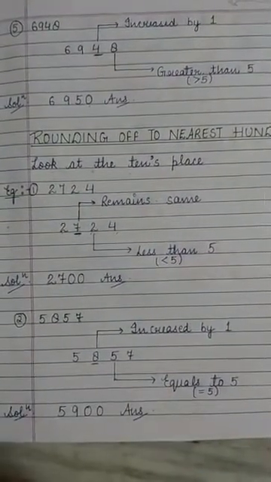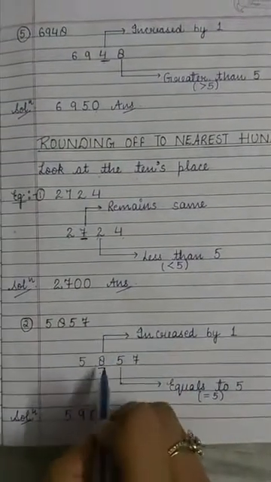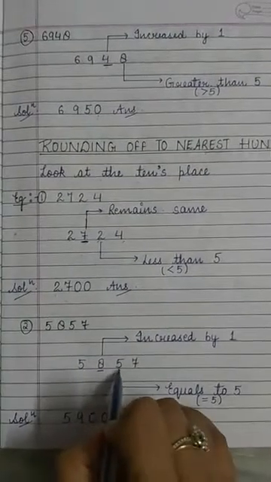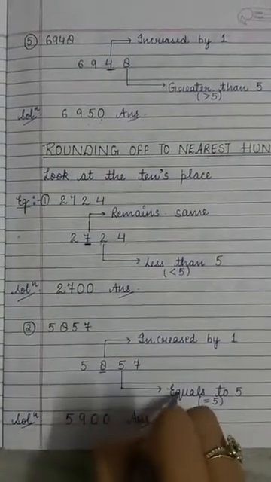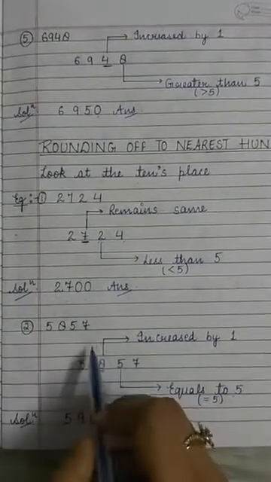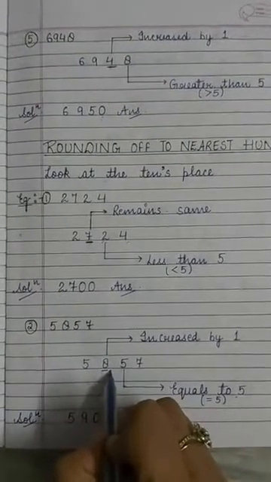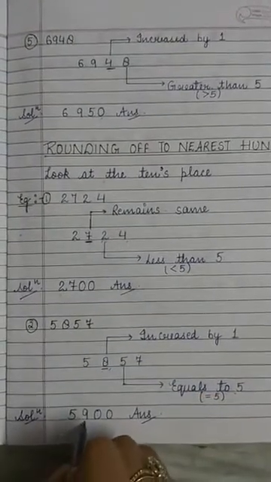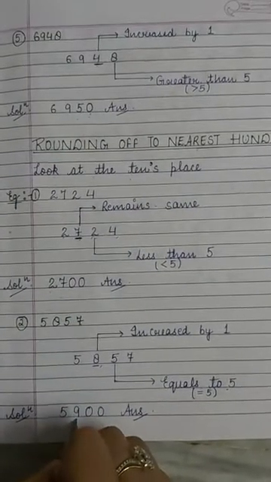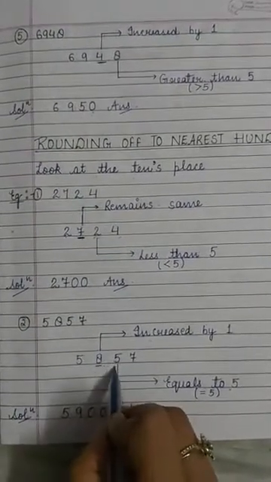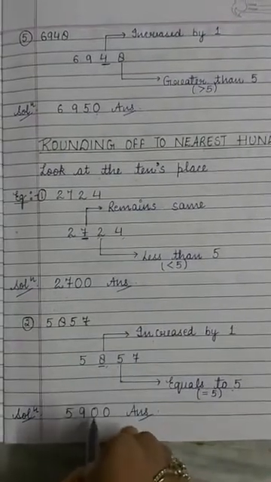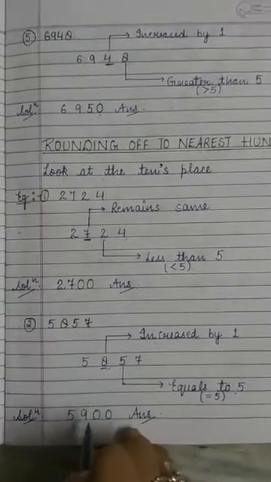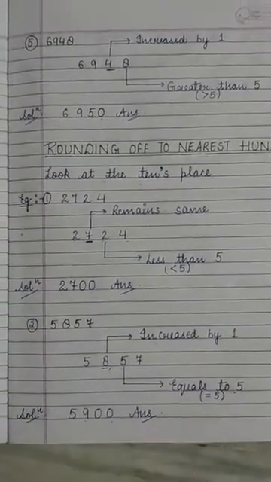5857. Which digit will we underline? The hundreds place. We have underlined 8, and which digit will we observe? This one, 5. 5 is equal to 5. That is why we will increase 8 by 1. Okay. So 5, 8 plus 1 is 9, and while rounding off to the nearest 100, we replace the tens place and ones place by 0. So 5 is replaced by 0 and 7 is also replaced by 0. So the answer is 5900.